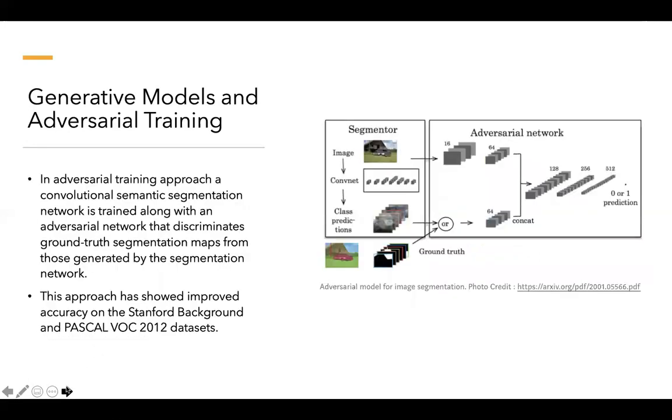Then generative models and adversarial training. In the adversarial training approach, a convolutional semantic segmentation network is trained along with an adversarial network that discriminates the ground truth segmentation maps from those generated by the segmentation network. This approach has improved accuracy on the Stanford Background as well as Pascal VOC 2012 datasets.